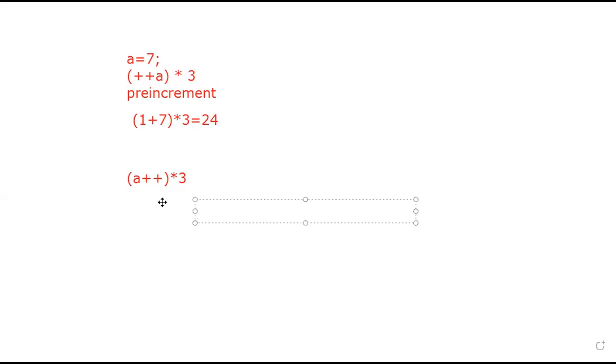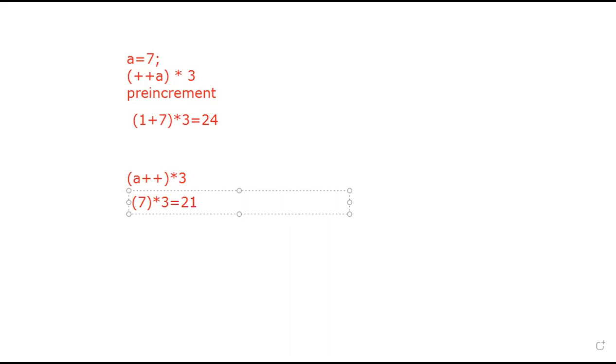Suppose you consider a++ * 3. In this case, the first evaluation happens with the same value, that is 7 into 3. If the operator is coming after the variable, the expression evaluates to the current value of the variable. It will consider the current value. For the next time, the value of the variable will be changed, so it will become 7 plus 1. So the value of this expression will be what, students? 21. Are you getting this?